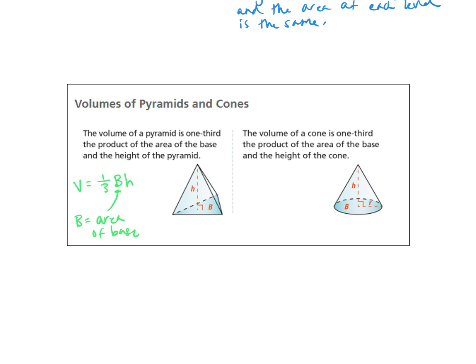So the volume formula for a cone is 1/3 the area of the base times the height. Now we can get a little bit more specific. With the volume of a cone, the base is always going to be a circle. Similar to our cylinders, because the base will always be a circle, we'll always find the area the same way. So the volume of a cone is 1/3 the area of the base, which will be pi r squared, times the height of the cone.